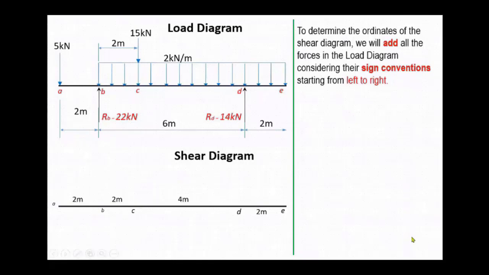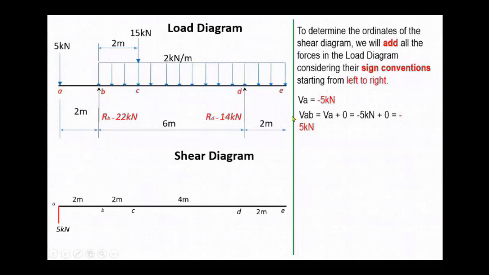At point A, we have 5 kilonewton downward. So 5 kilonewton is negative. So we will draw a straight line downward, or below the line segment A to E, since 5 kilonewton is directed downward.